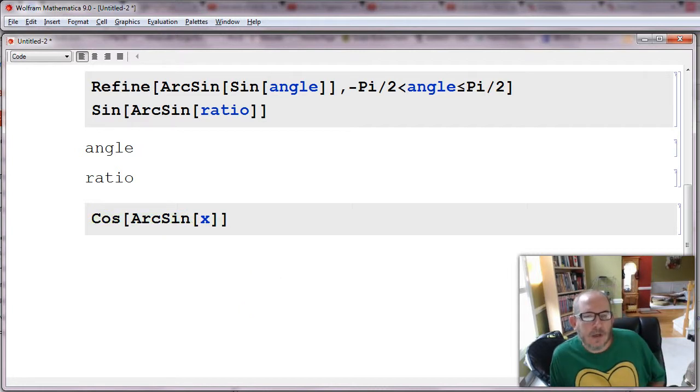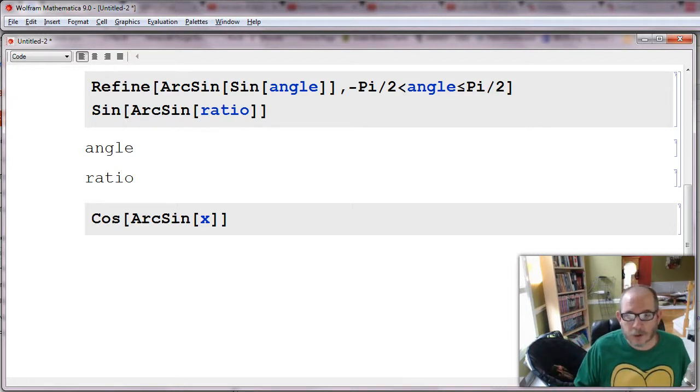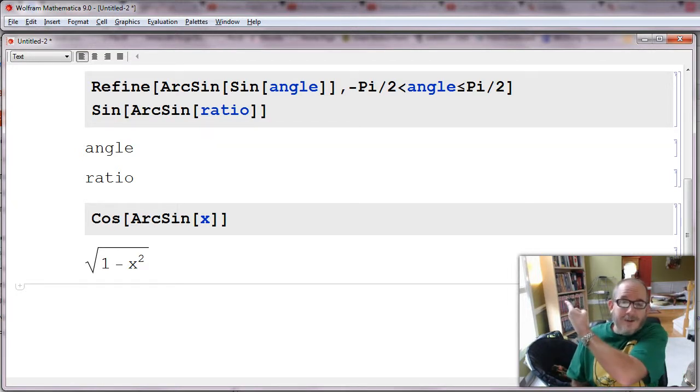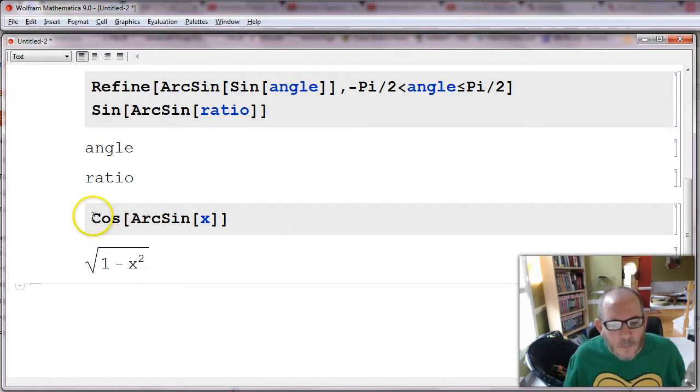So we take a ratio, we take the arc sine, the inverse sine of that, to get back some angle, and then we take the cosine of that angle, not the sine. What does Mathematica say about that? Will it give me back x? I doubt it, right? So what will it give me back? That's stunning, right? So what happened here?